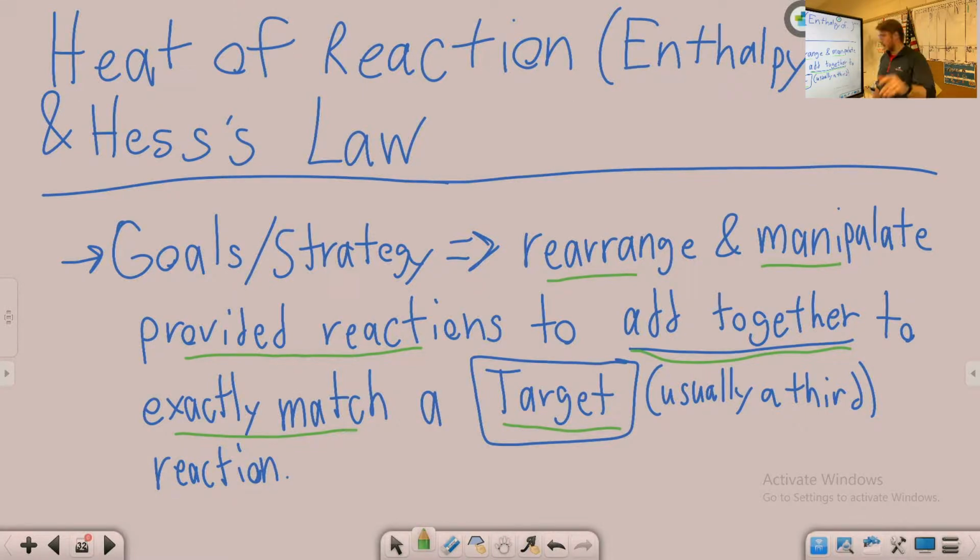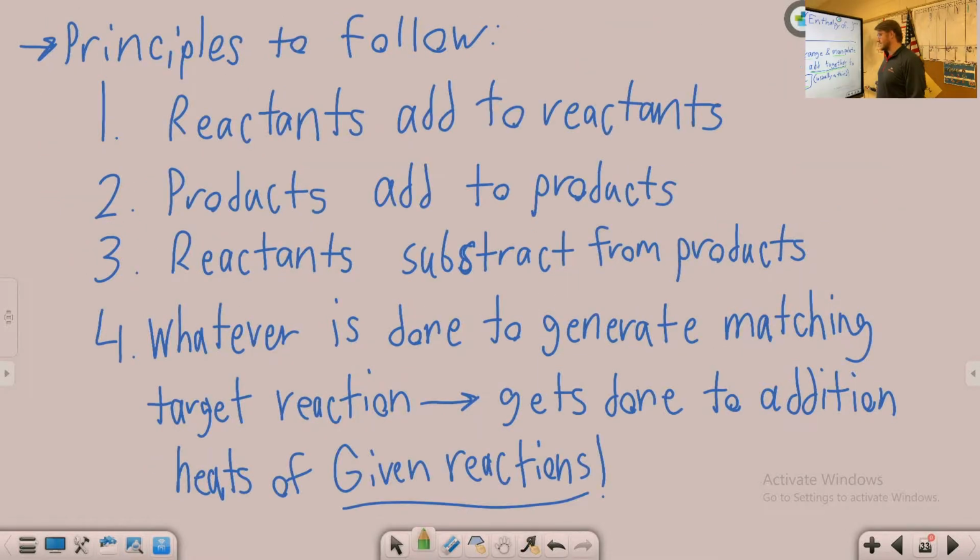Now, that's our strategy because our ultimate goal is to do those same things to the heats of the reactions to add up to find the target reaction's heat. That's kind of the ultimate goal. It's finding the heat of a reaction using given or provided reactions that can be added together. Summation is the fancy term for it.